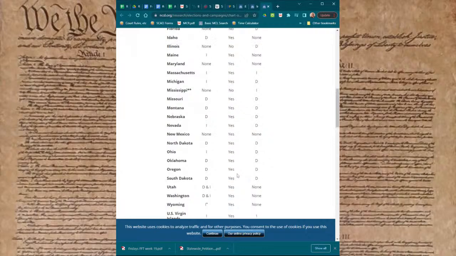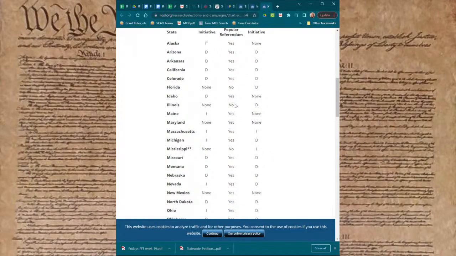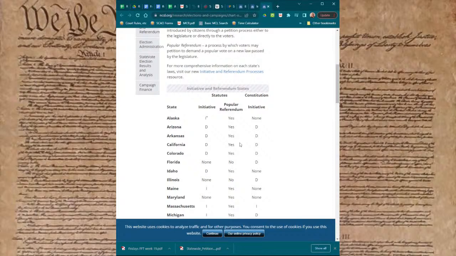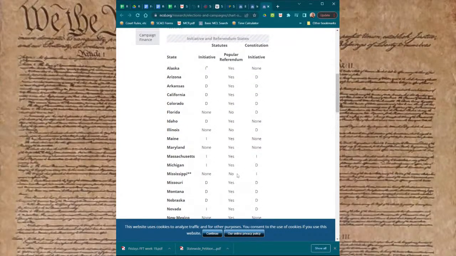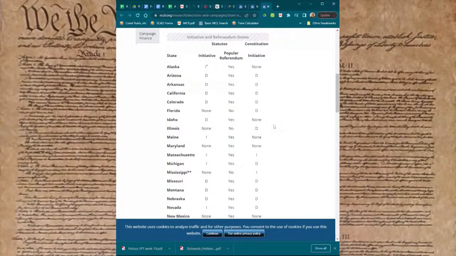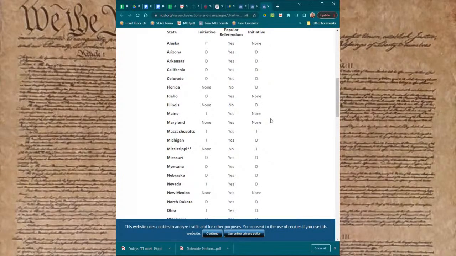So if they have anything at all, it looks like of all these 24 states plus the Virgin Islands, all but 3 actually have the ability to do referendum. Unfortunately, Florida looks like they don't have the referendum. That sucks. Constitutional initiative. The ones that have a D are, again, for direct. It gets you directly on the ballot once you have enough signatures and meet all the other requirements. None, of course, means there is no way to modify your state constitution through an initiative procedure, which is not really good in my opinion, but that's just me.